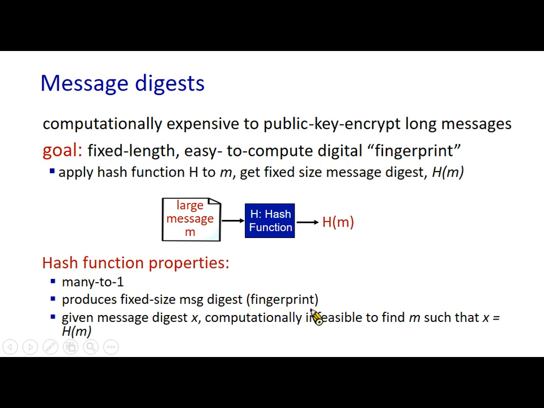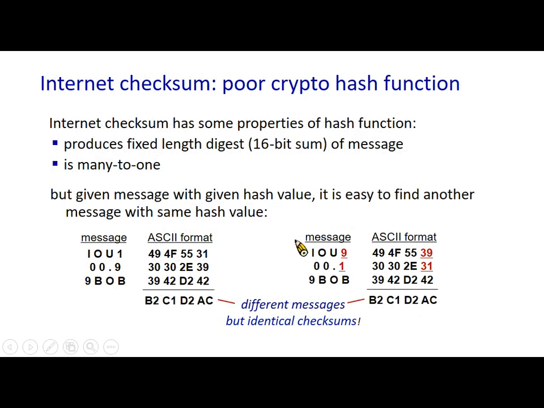Given the message digest X, it is computationally infeasible to find the M such that the hash function H over M equals X. So we find it infeasible to find the M.